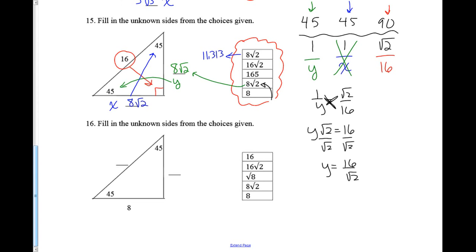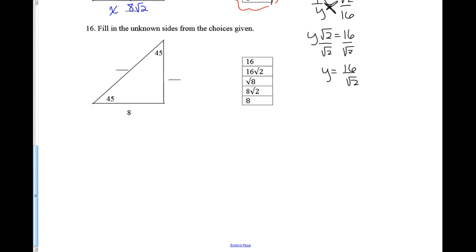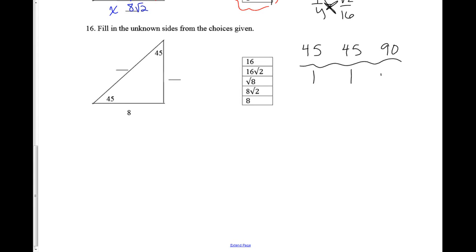Moving on to number 16. Again, we have a 45, 45, 90 triangle. So we're going to start with our ratios. 45, 45, 90. Under the 45 is a 1, under the 45 is a 1, and under the 90 is a square root of 2. I'm going to place the 8 across from the 45. So I choose one of the 45's, and I make a fraction with the 1 under the 45.